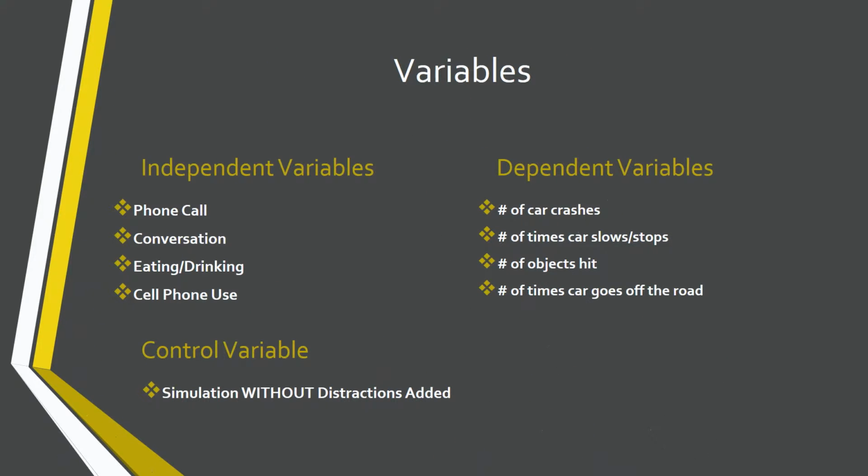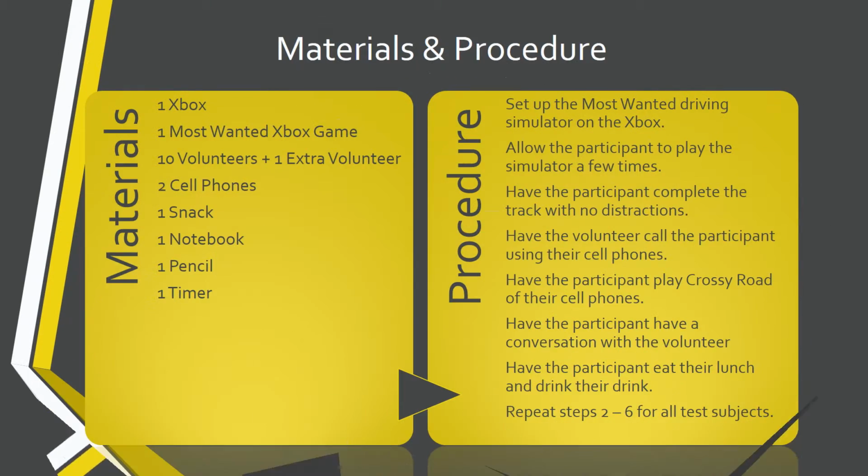The independent variables were the distractions, while the dependent variables were the number of times the car crashed, slowed down, hit an object, or went off the road. The control variable was the trial taken with no distractions affecting the driver's attention. The procedure involved 4 trials with different distractions, along with a control variable. The distractions were a phone call, playing the game Crossy Road, a face-to-face conversation, and eating something.